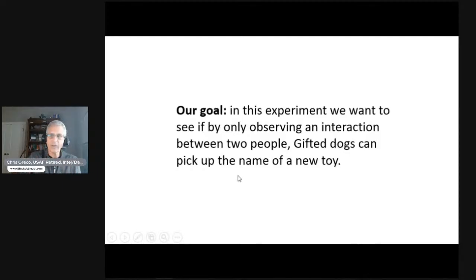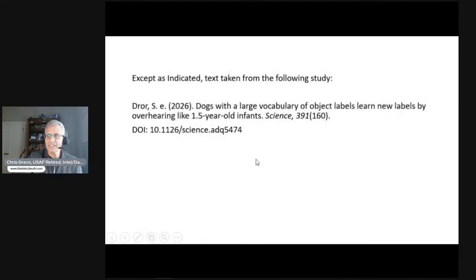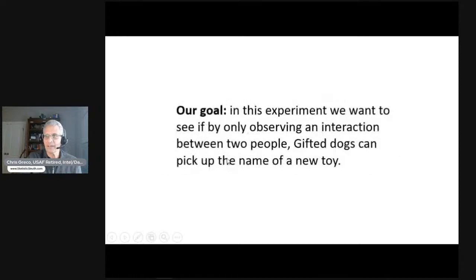Well, let's go back again. It doesn't say that. It says dogs with a large vocabulary of object labels learn new labels by overhearing. Well, okay, name of a new toy. In other words, you have to take a look at the goal. You have to take a look at the title. You have to take a look at all these things and see, okay, is that really what they want to do?